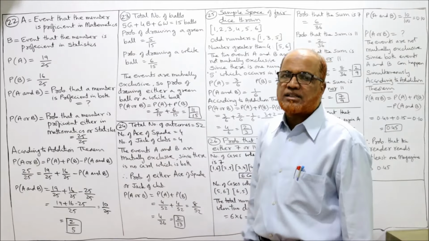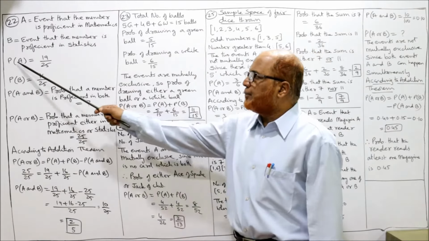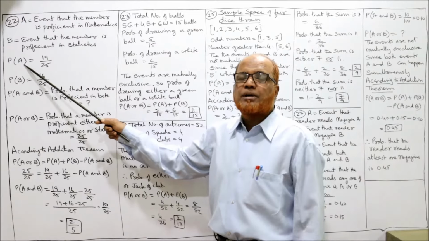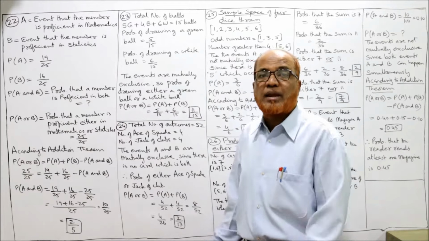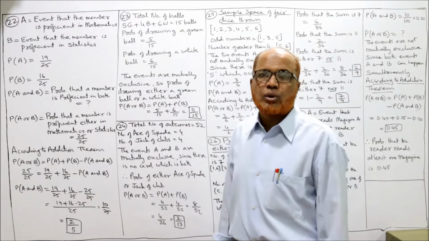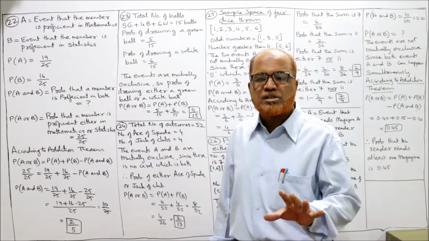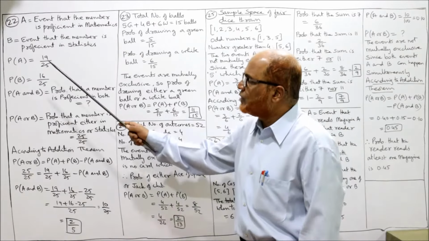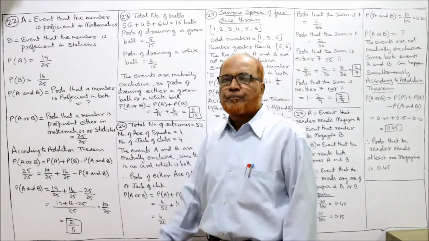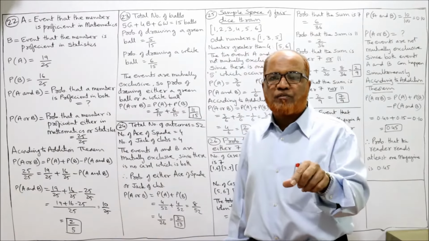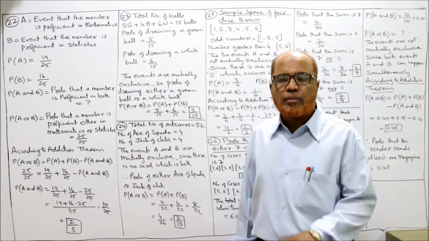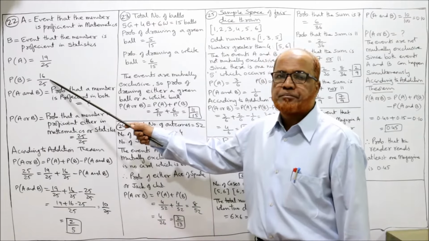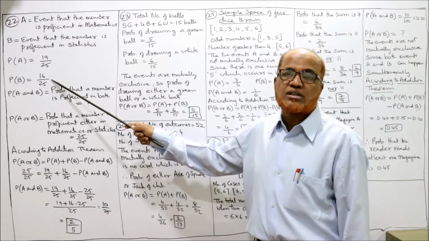Now we can represent the data given in the problem. P of A, probability that the member is proficient in mathematics. So how many persons are proficient in mathematics as given in the problem? 19 out of a total of 25. Total number of members are 25. Out of 25, 19 are proficient in mathematics. So 19 by 25. P of B, probability that the member is proficient in statistics. So how many committee members are proficient in statistics as given in the problem? 16. Out of 25, 16 are proficient in statistics.